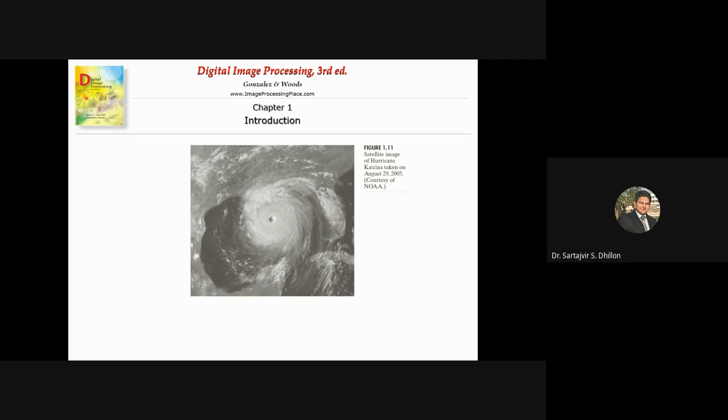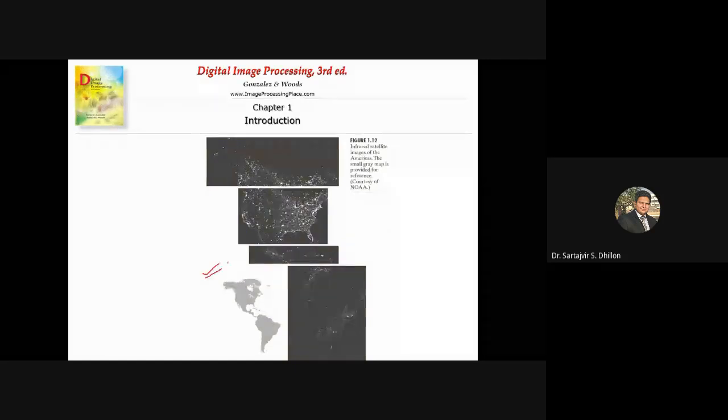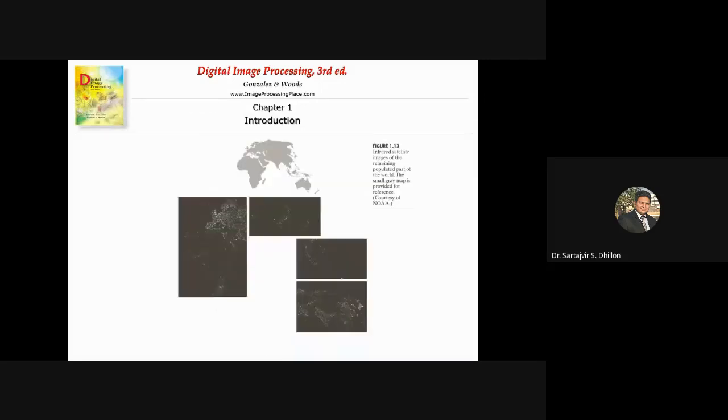And this image was acquired by a NOAA satellite in 2005. These are the infrared satellite images of America. There is the American continent, and these are some infrared images. And these are images of Asia. Yeah, this one is India. That is a near infrared image.